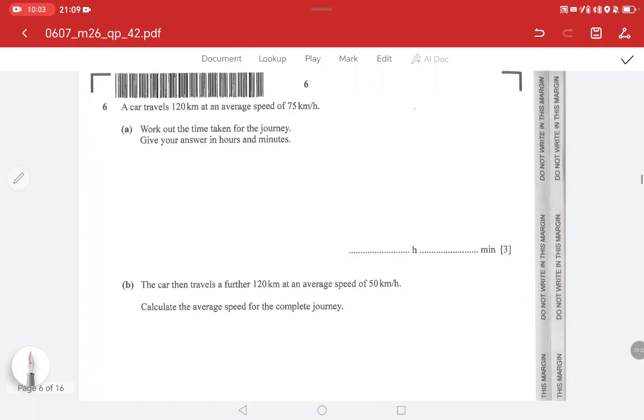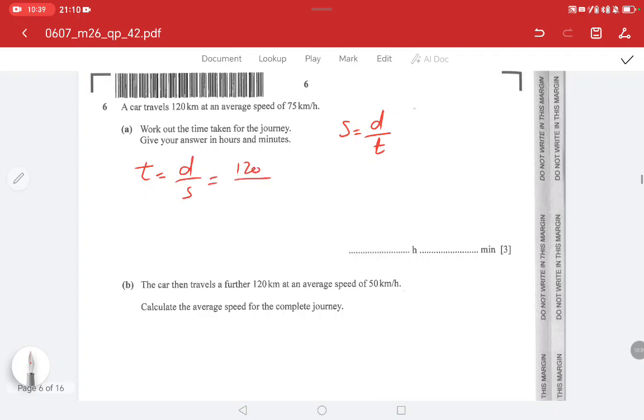Now question 6. A car travels 120 kilometers at an average speed of 75 kilometers per hour. Work out the time taken for the journey. First, you should write the average speed formula. Speed is distance divided by time. So if you want to find the time, it should be distance divided by the speed.